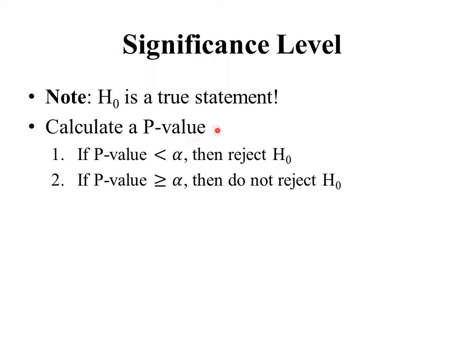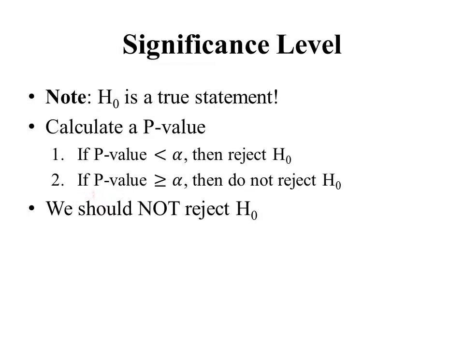So when we calculate the p-value, we're either going to reject the null hypothesis or not reject it. If we reject the null hypothesis, we're saying that that statement is probably false, whereas if we do not reject it, we're saying that it could be true. Well, in this case, it is a true statement, so we do not want to reject the null hypothesis. So we should not reject the null hypothesis.